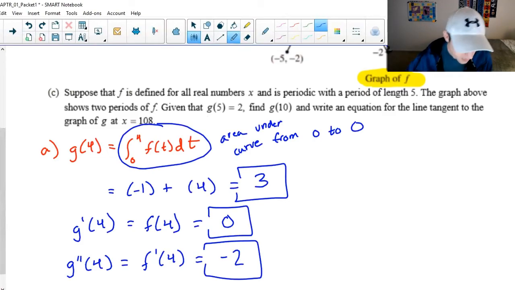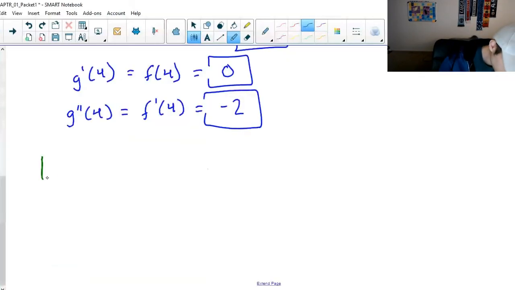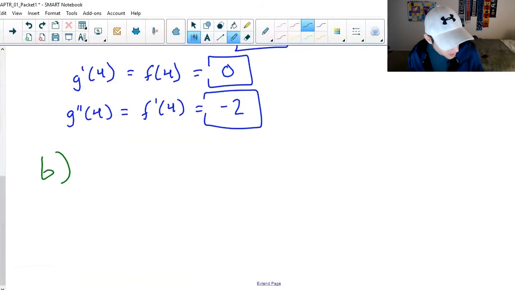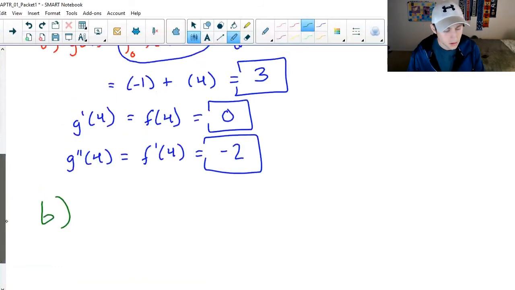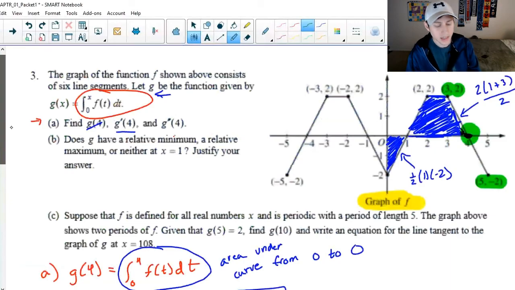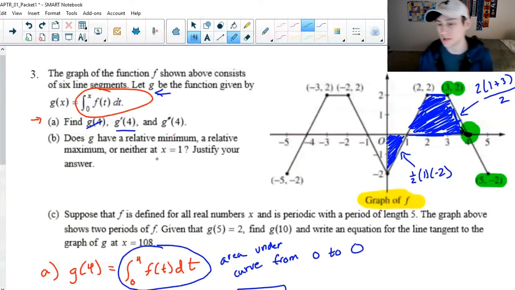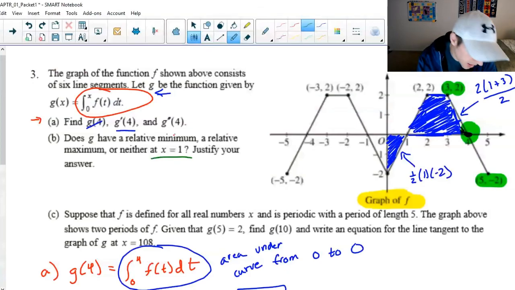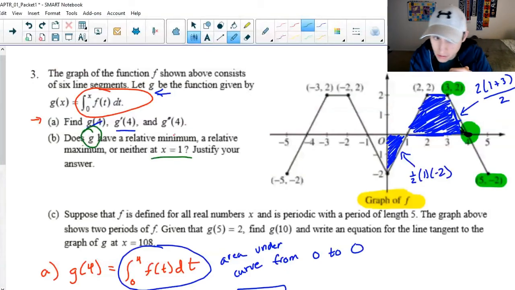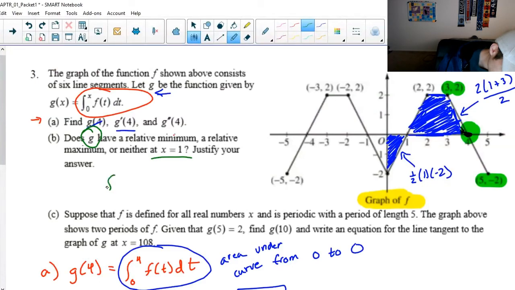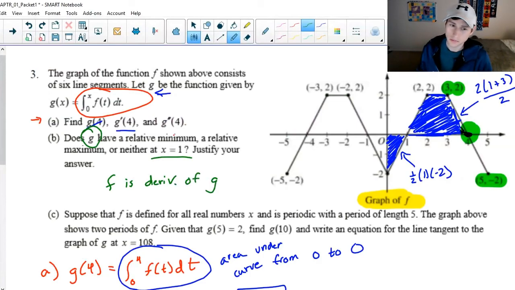So that's part A. Part B. Does g have a relative minimum or a relative maximum or neither at x equals 1? Now, again, this is asking about g. Right? So we know f is the derivative of g.